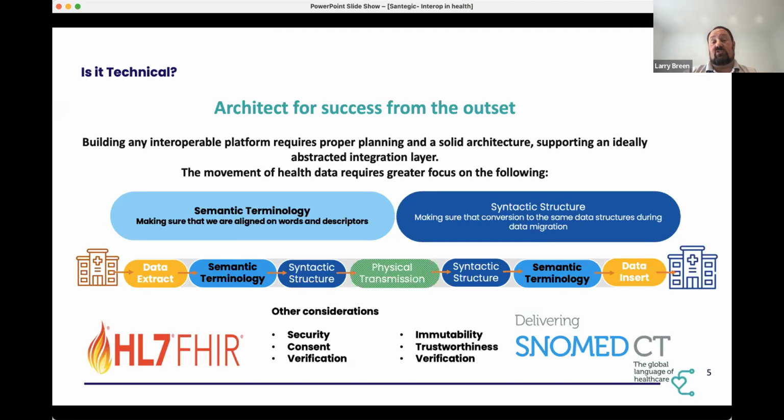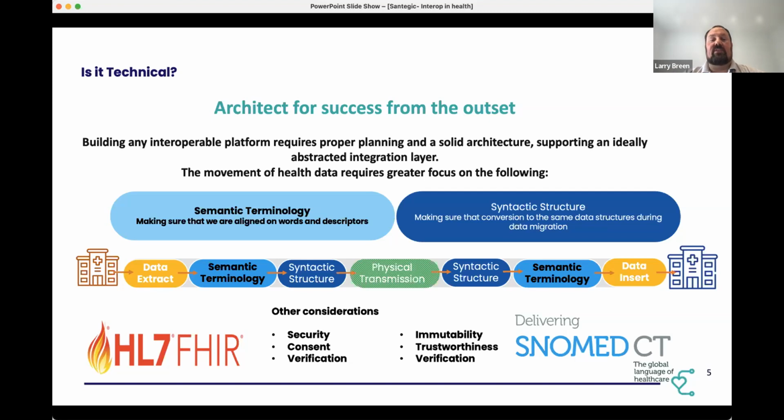We then get into physical transmission, which is just sending it. At that point, we're sending it from one system to the other, but then we have to do the reverse to bring it into the receiving system. So as you can see, there's quite a lot to it just from that point of view, and that's without getting into the deep, dark coding side of things.